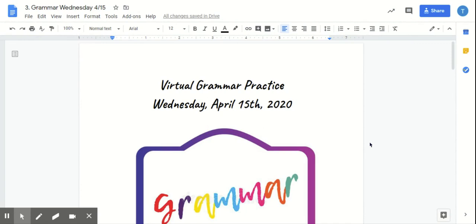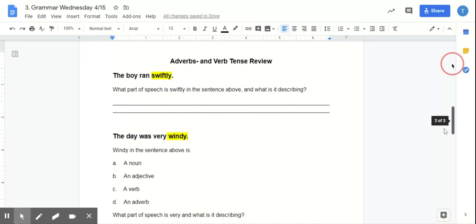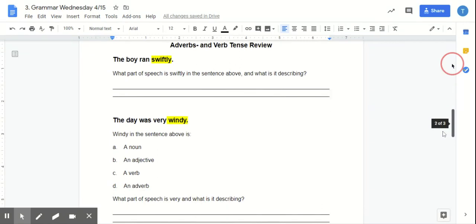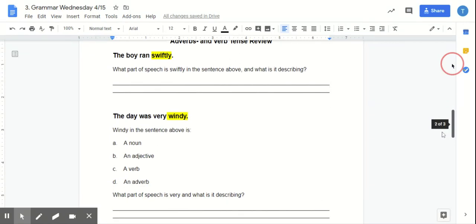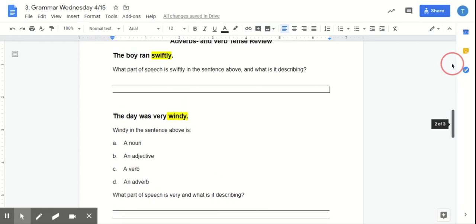So make sure you have Wednesday, April 15th packet in front of you, and of course, your blank sheet of paper and pencil so that you guys can write down your answers on the side as we move through this process together. Okay, so what we're going to do first is look at specific sentences and go over adverbs and verb tense and specific parts of speech of the verbs together.